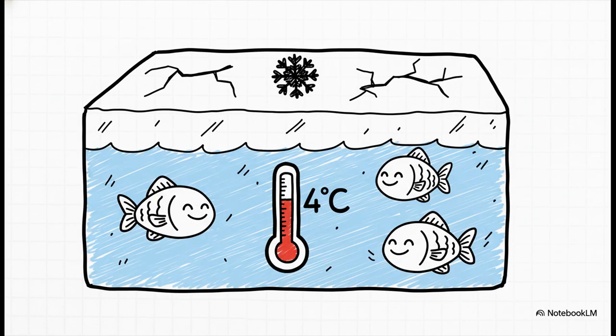This right here is a favorite give-reason question. Why do fish survive in frozen lakes? It's all because of the anomalous behavior of water. You see, water is at its most dense, its heaviest, at 4 degrees Celsius. This means the ice, which is less dense, forms on top, insulating the warmer water below so the aquatic life can survive. It's a really important concept.